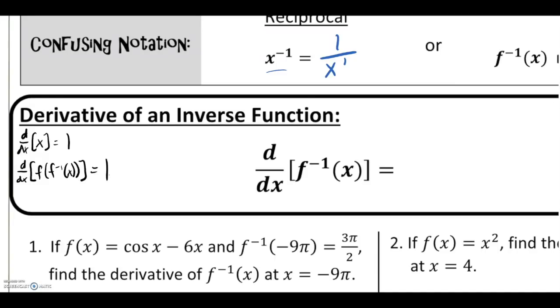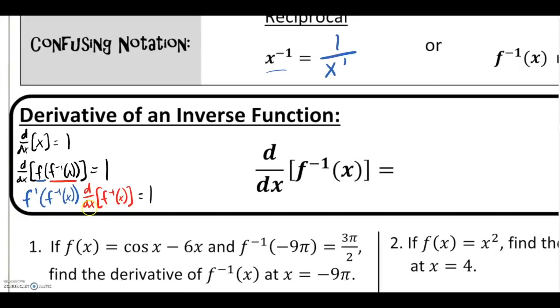And notice, since it's f of f inverse of x, the derivative would involve using the chain rule. So the derivative of our outside function f would be f prime of the inside function left alone, f inverse of x, times the derivative of f inverse of x, which is the one thing that we don't know yet. But that would still be equal to 1.